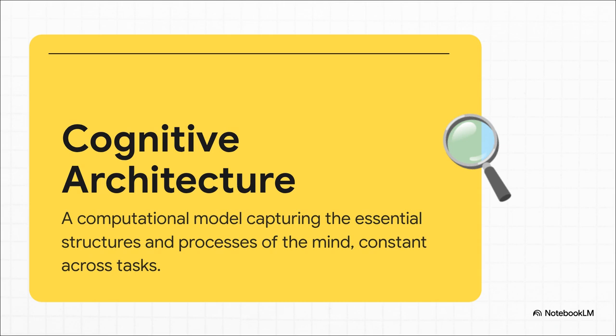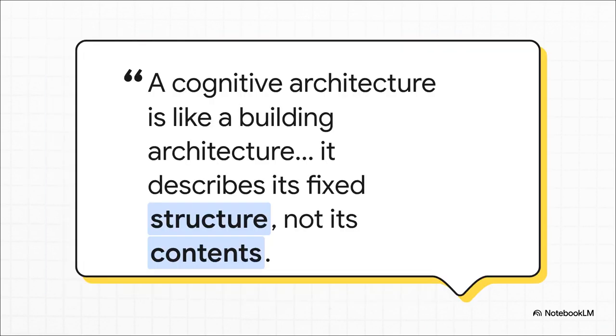And this isn't the part of the AI that's learning to play chess or drive a car. Nope. This is the underlying framework. It's the essential machinery of thought that stays the same, no matter what specific problem the AI is trying to solve. This quote right here is just the perfect way to think about it.